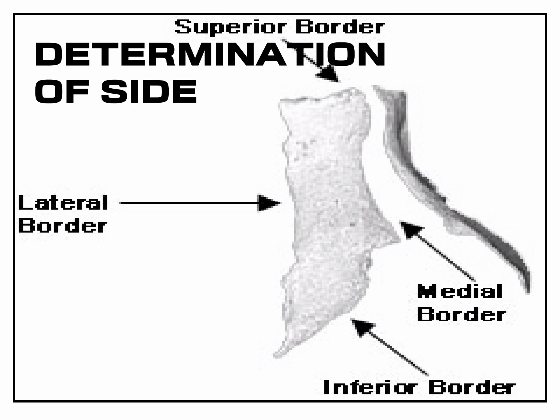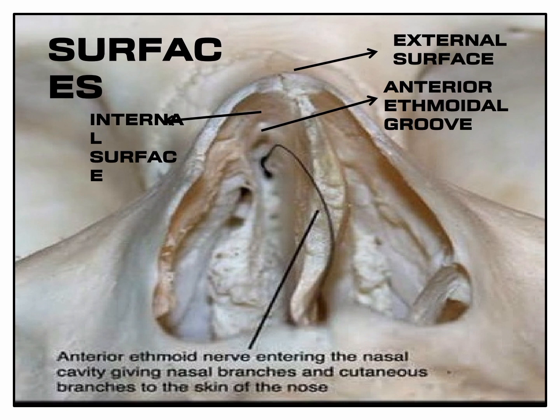Outer surface is convex from side to side. The medial border is slightly bent inwards to form the nasal crest. The inferior border is notched. External surface is convex from side to side. Internal surface is concave from side to side.